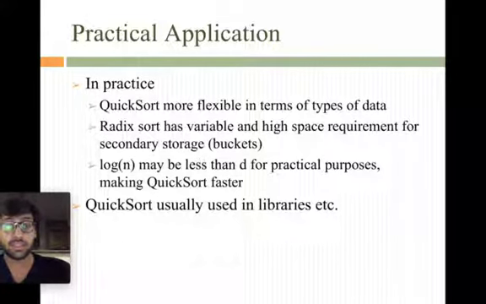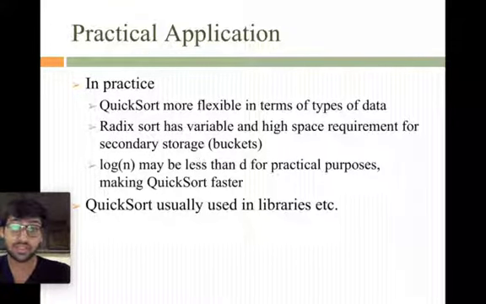And one thing that we compared earlier also was the comparison of log n value compared to the d value, that is the number of digits, which will help us define which is better, whether a quicksort or merge sort algorithm as compared to a Radix sort. Now this also depends on the data set of numbers that we have. So there are quite a few cases where log n may be less than d for practical purposes, which makes quicksort faster. So in a lot of cases we see that log n is less than d. So most library functions for sorting use quicksort algorithms.